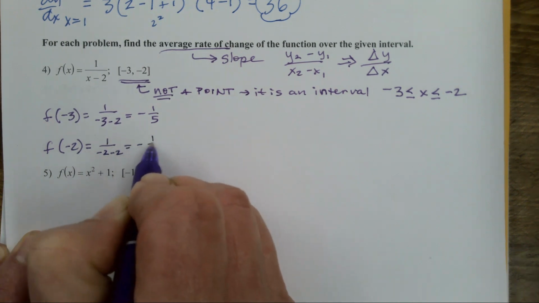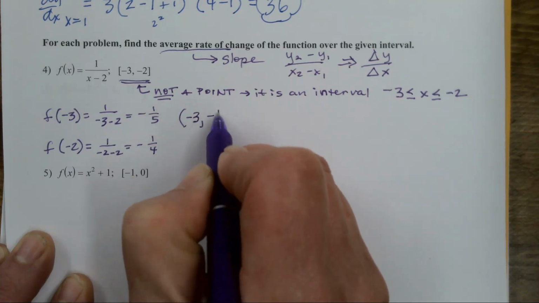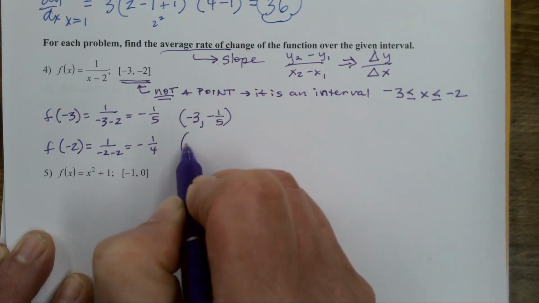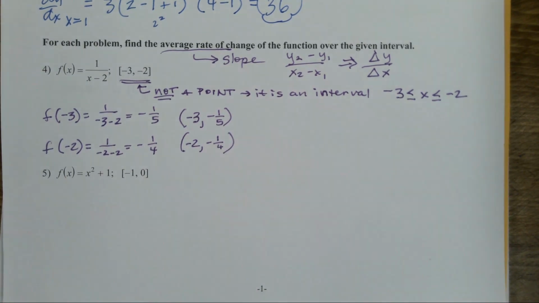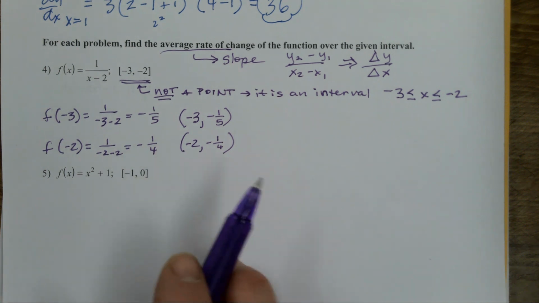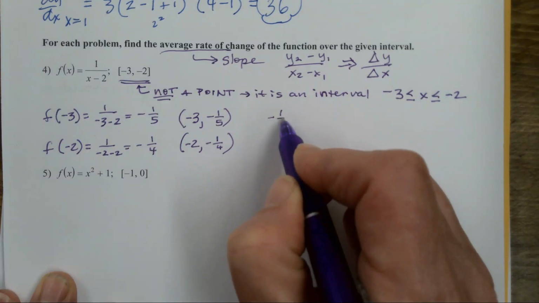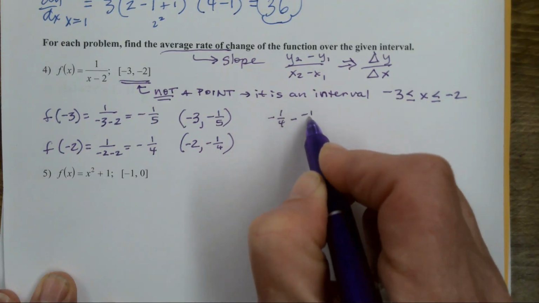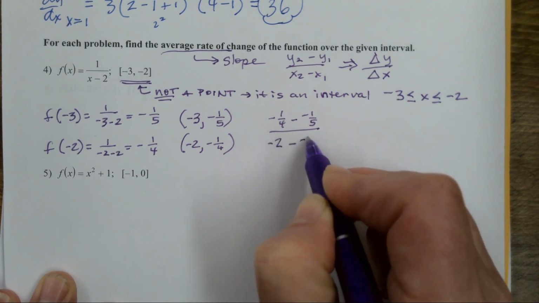And that's -1/4. So this is the point -3, -1/5, and the point -2, -1/4. Again, it's the change in y's over change in x's. If I want to or need to, I can put it right into the slope equation. It would be -1/4 minus -1/5 over -2 minus -3.